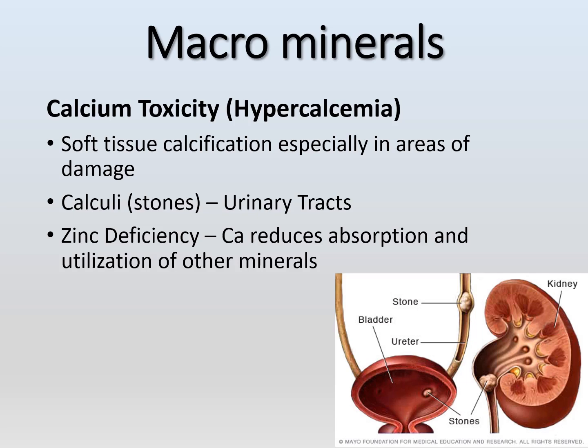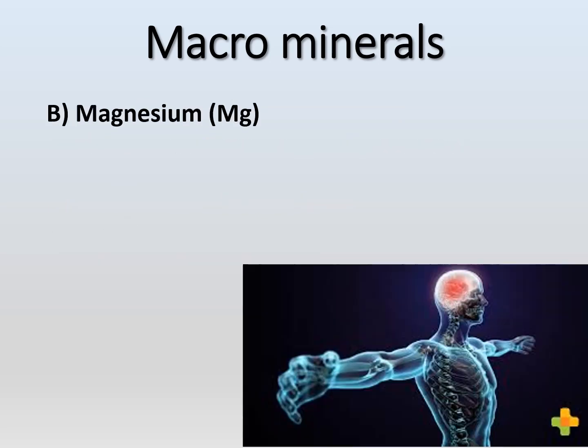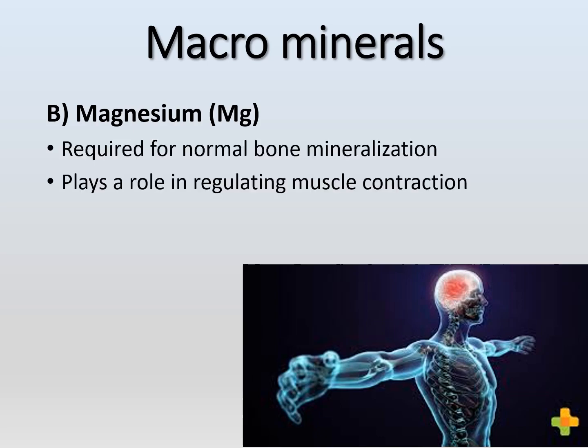We also see some zinc deficiency. Now, we'll talk a lot more about zinc, but calcium can reduce the absorption and utilization of other minerals. So if you have too much of it, it can block the absorption and utilization of some of these other minerals, and specifically zinc. So we can see this zinc deficiency with hypercalcemia.